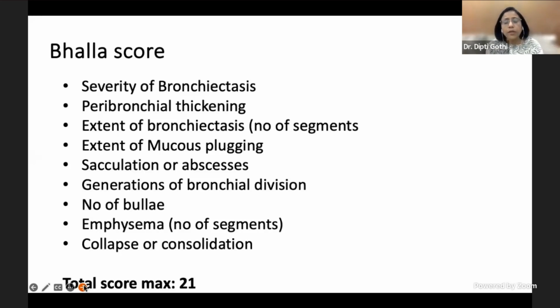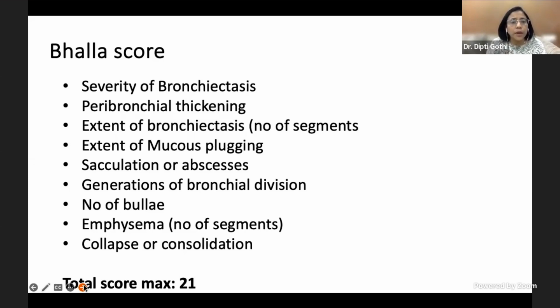Before actually going into the clinical part of bronchiectasis, I would like to introduce you briefly to what is called a radiological scoring. Now, this particular scoring, which is called the Bhalla score, is a very complex one, and I don't really use it. It has a maximum score of 21.